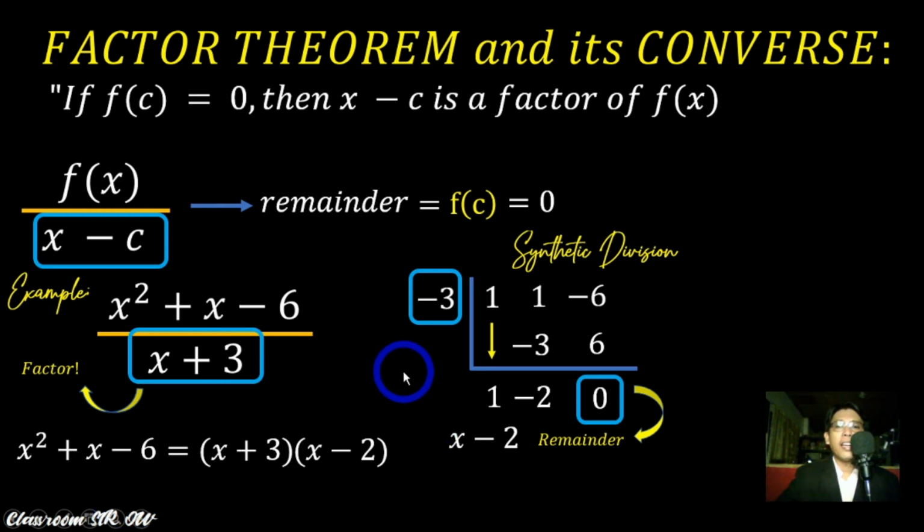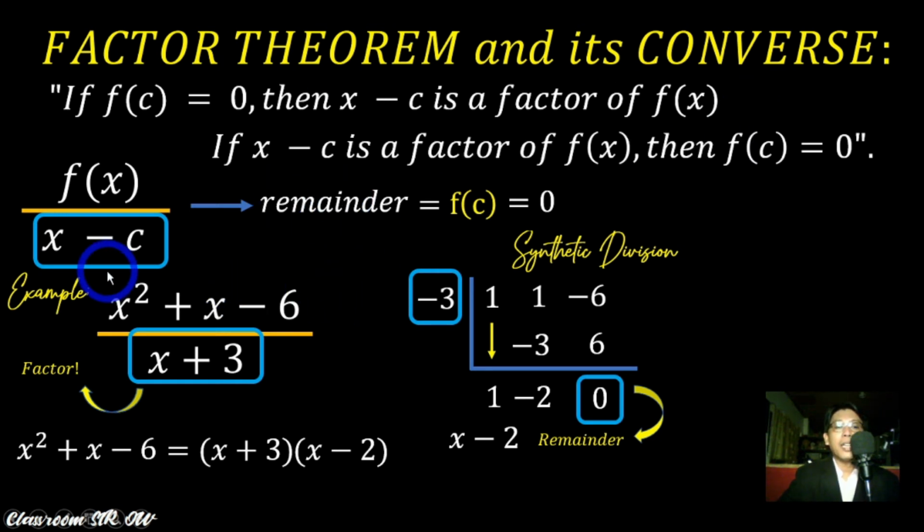I hope you really understand, because if you can divide this polynomial function equally by x plus 3 and x minus 2, that means they are factors. By the converse, if x minus c is a factor of f of x, then f of c should be 0. So if x minus c is a factor, then we know that f of c, the remainder, should be 0.